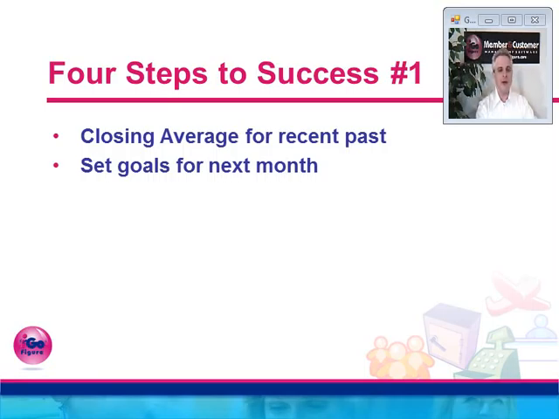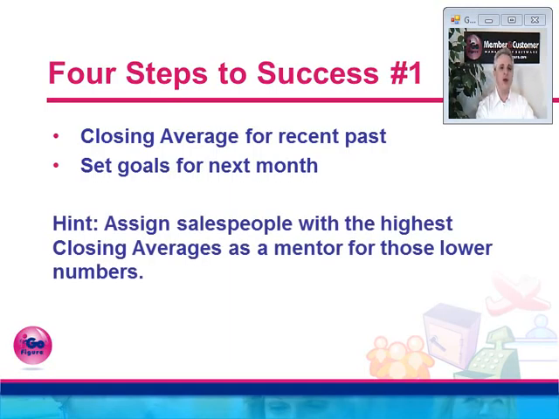Work with your staff. Let them know their goals. Figure out together how you're going to reach them. Here's a hint. Assign your salespeople with the highest closing averages as mentors for those with lower numbers. Iron sharpens iron. People help each other.